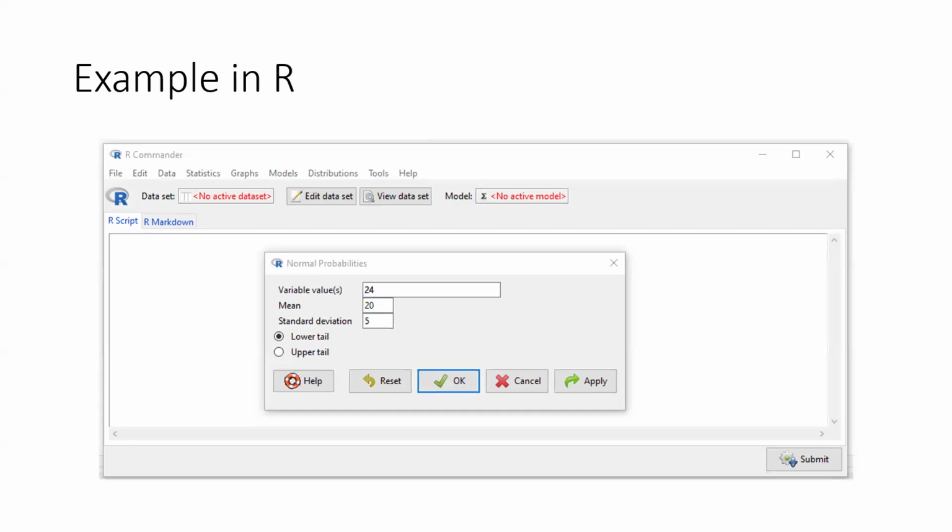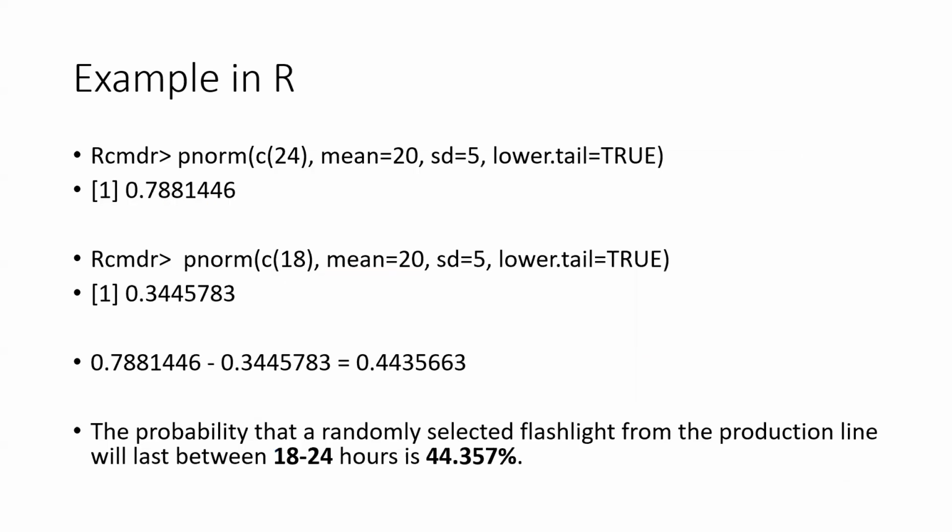Now we have to do 24 also. In this case, the other x value is 24. Mean value is 20. Standard deviation is 5. And it's lower tail. Here is the output that we would receive in our console within RStudio for each one of these calculations. This is the 24. X is 24. This is 18. Here's the corresponding output. Lower tail in each case. And mean and standard deviation is 20 and 5 respectively.